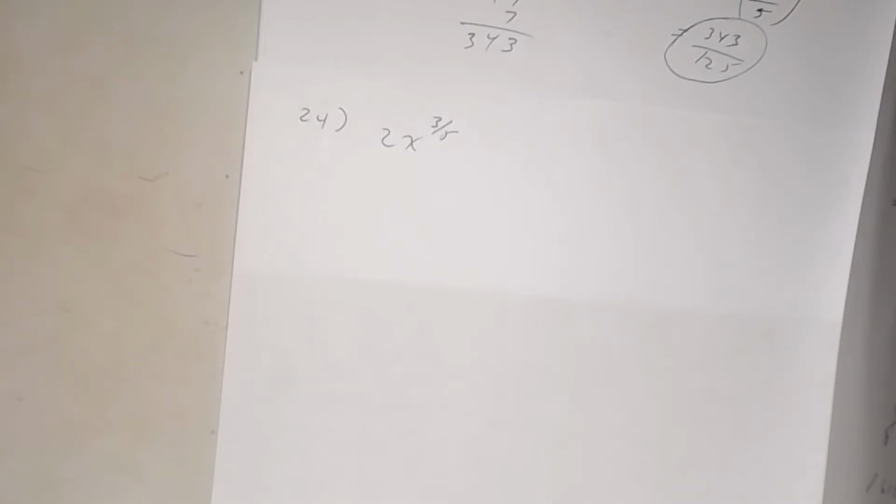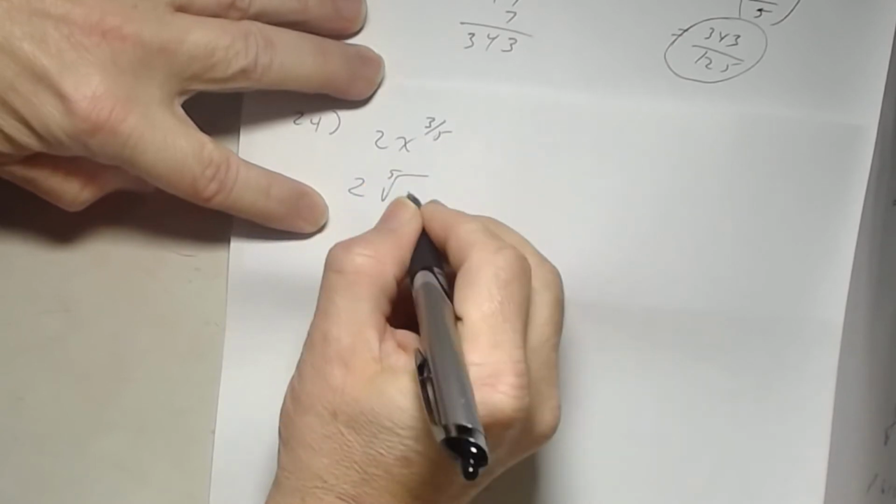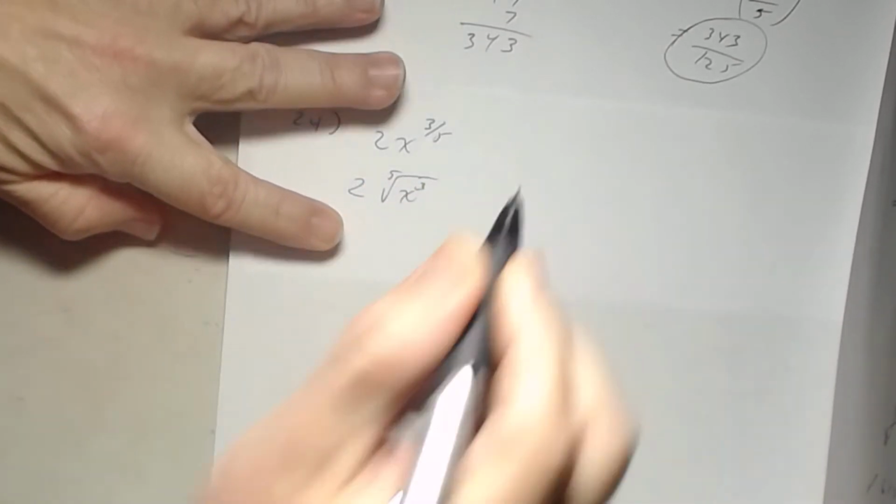So now tell me what you would say. The fifth root of 2x to the third. Oh, the 2 is not being raised. 2 times the 5th root of x to what power? The third. That's your answer.